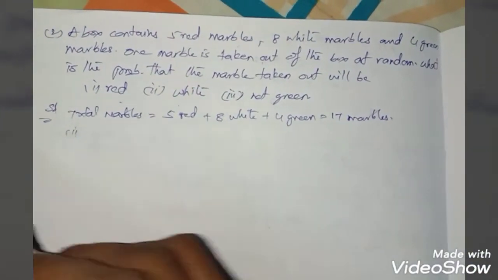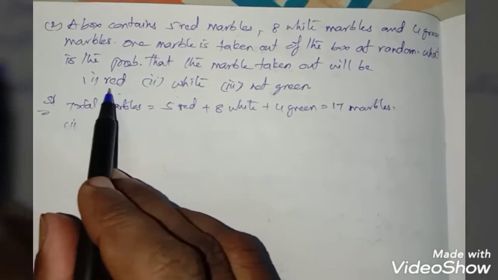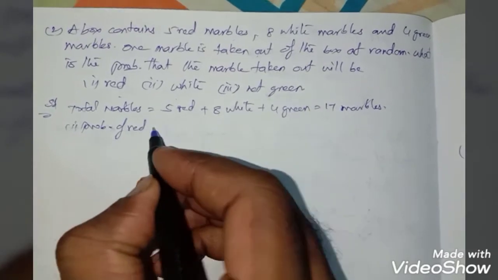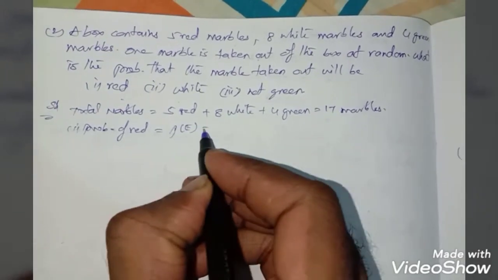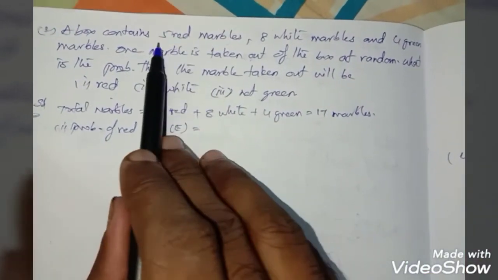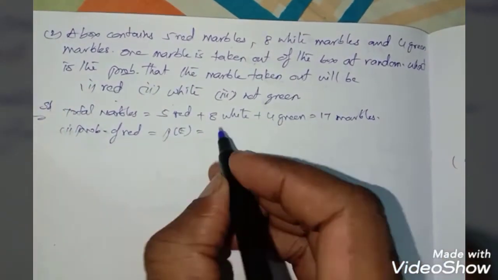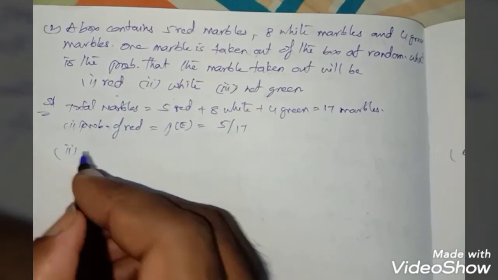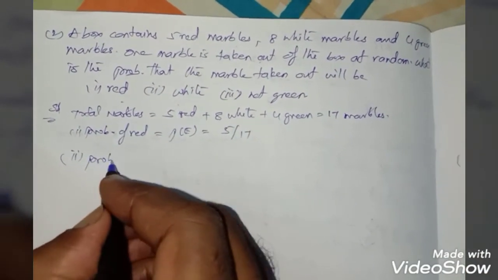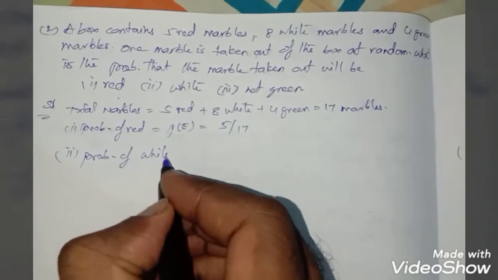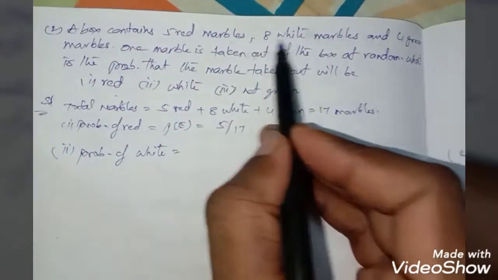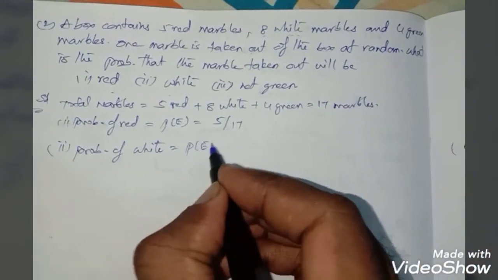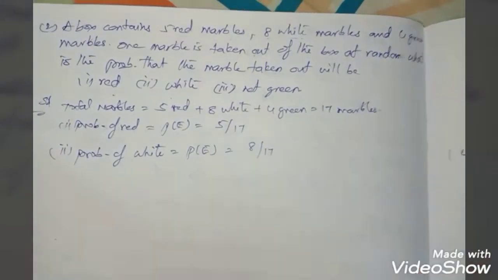Now coming to your first question. What is the first question they asked? You have to find the probability of red. So the probability of red, that is P of E, is nothing but, now what is the total red marbles? Here 5 red marbles. So the probability is 5 divided by 17. Now coming to the second question. What is the second question they asked? Probability of white. Now how many white marbles do you have? See here, white marbles are 8. So your probability of the event is 8 by total marbles.